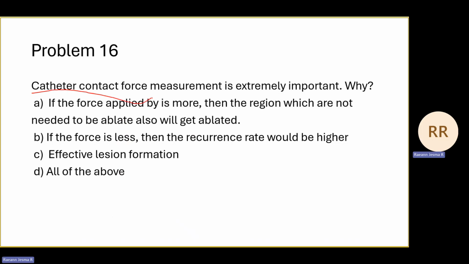Catheter contact force measurement is extremely important. Why? Option A. If the force applied is more, then the regions which are not needed to be ablated will also get ablated. Option B. If the force is less, then the recurrence rate will be higher. Option C. Effective lesion formation. Option D. All of the above. So why do we want to have this catheter contact force measurement?